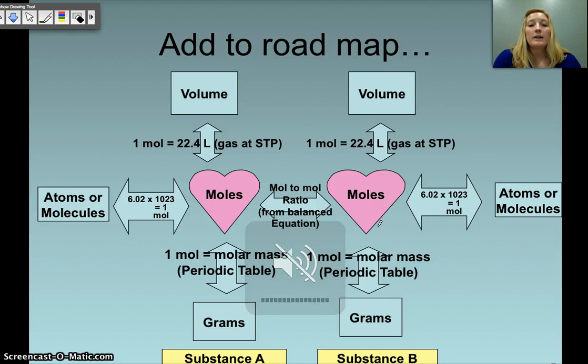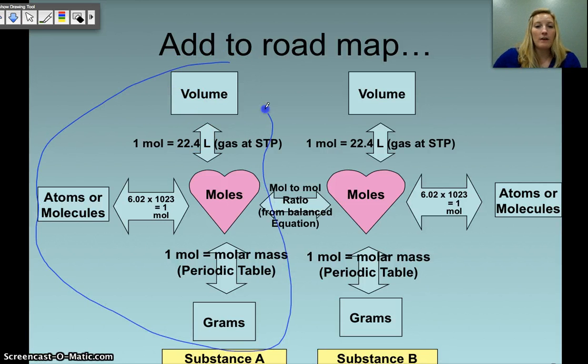So when we are looking at our mole map now, we have this side. This is what you have. But we're going to add kind of a mirroring side now. In order for one substance, if you're working with one substance to get to the other, we can use a mole-to-mole ratio from that balanced equation to get from moles of something to moles of something else. Therefore, we also know how to get from moles of something to volume, to atoms or molecules, or to grams. So as long as we have this mole-to-mole ratio, we can get from one substance in the reaction to another, just from using the balanced equation.